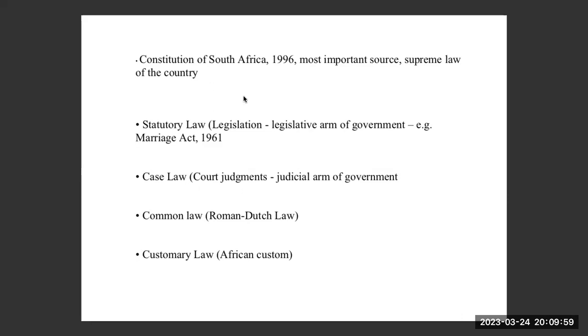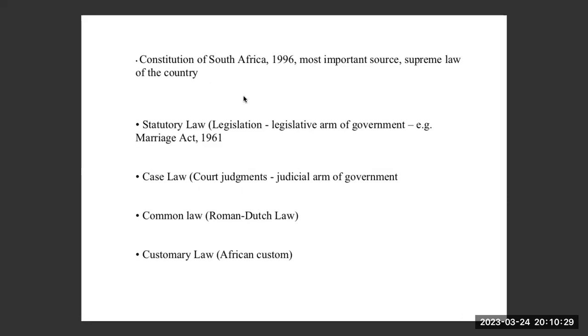And then we have customary law. Customary law is usually the African customs, how things were done in the past. When it comes to people that live, for example, in the villages, let's say you are from KwaZulu-Natal or the Eastern Cape, there's a certain way that things were done, and it is recognized in the South African legal system.